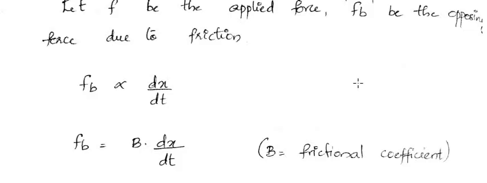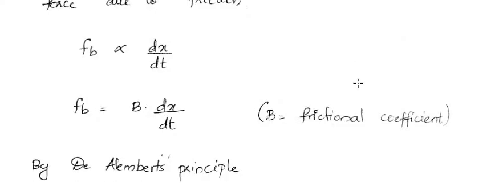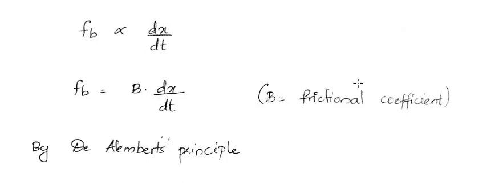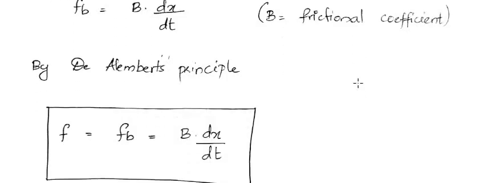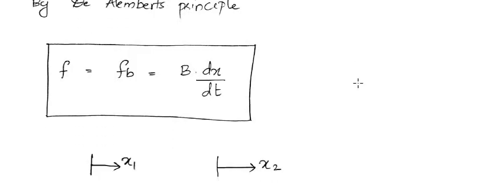So here also, by applying the D'Alembert's principle, we have the total force acting on a body is 0, or the sum of applied force is equal to sum of opposing forces. So we can equate F to Fb. F is the total applied force over here, and Fb is the total opposing force. So F is equal to Fb, which is equal to B into dx by dt. And this is another case in the dashpot system.